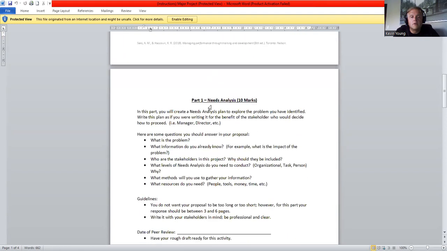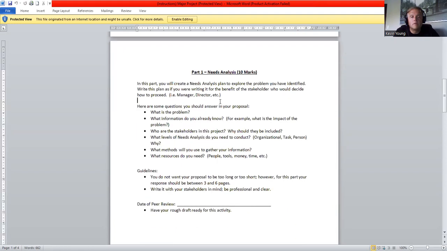Okay, good. Let's move to part 1: creating a needs analysis plan to explore the problem. Write this plan as if you were writing it for the benefit of the stakeholder who would decide how to proceed. In other words, pretend that this is a legitimate report that you are providing to your employer.